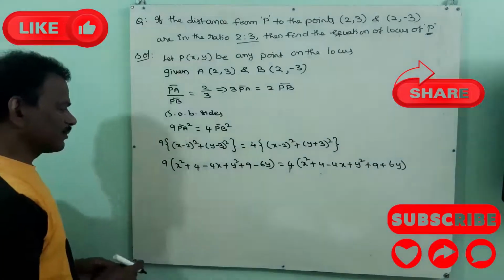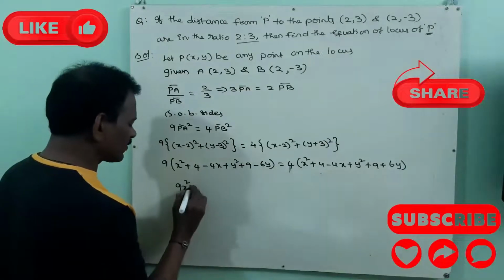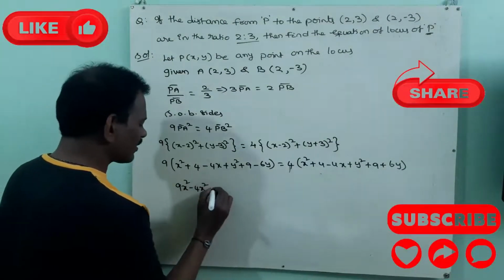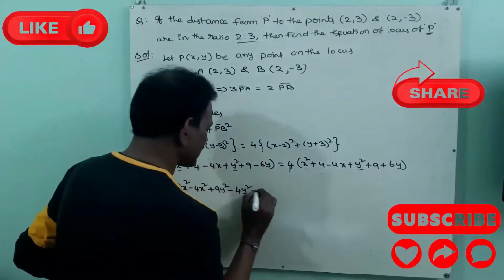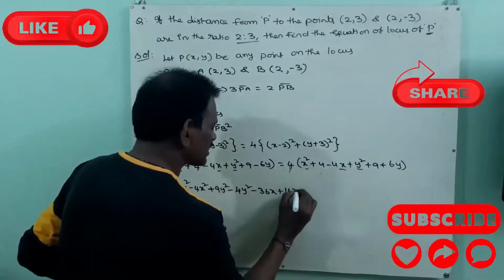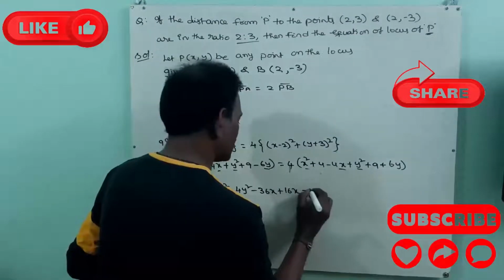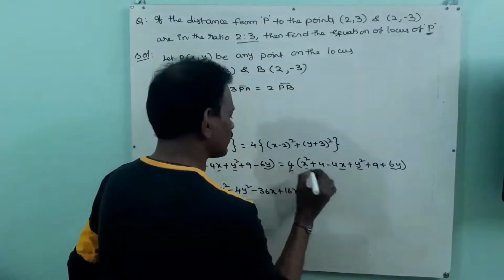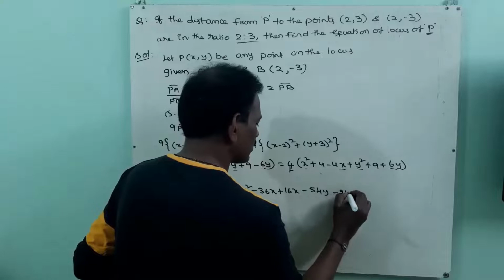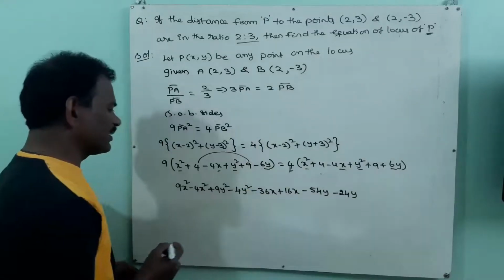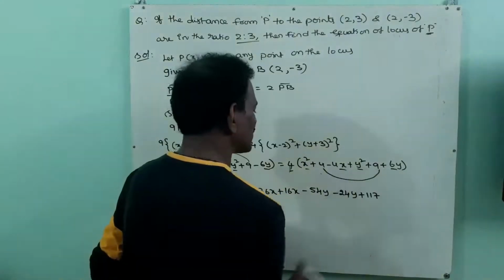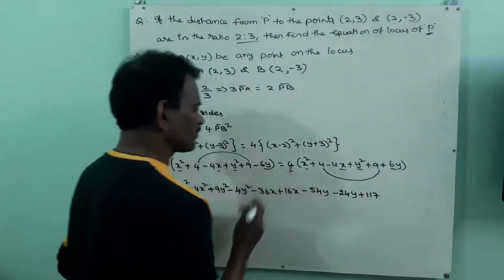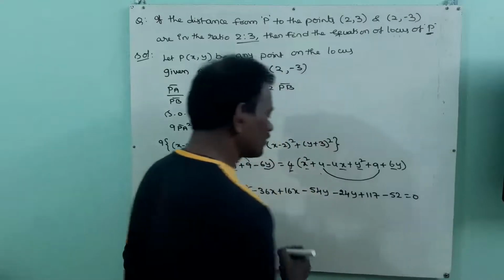After rearranging, we have 9x square - 4x square, 9y square - 4y square, 9 into 4 - 36x, 4 into 4 + 16x, 9 into 6 - 54y, 6 into 4 - 24y, 4 plus 9 is 13, 13 9s are 117, 4 plus 9 is 13, 13 4s are 52, is equal to 0.